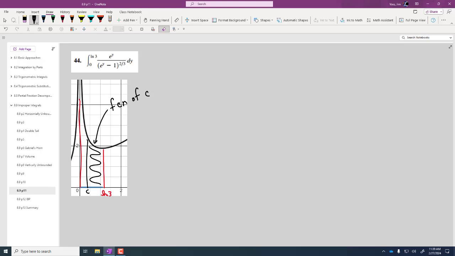So, let's rewrite it then. We know that we're going to have a limit. We know that we're going to use a C because it's a vertically unbounded region here, and we're going to go to 0 from the right. And we are going to have an integral that goes from C to natural log of 3 of e to the y over (e to the y minus 1) to the 2/3 dy.